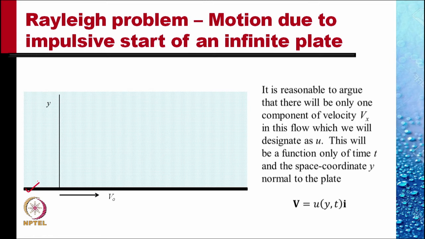It is reasonable to argue that there will be only one component of velocity Vx in this flow, which we will designate as u. This will be function only of time and one space coordinate y normal to the plate. So the velocity vector of the fluid, the velocity field, is simply the horizontal velocity u, which is now a function of y and t.